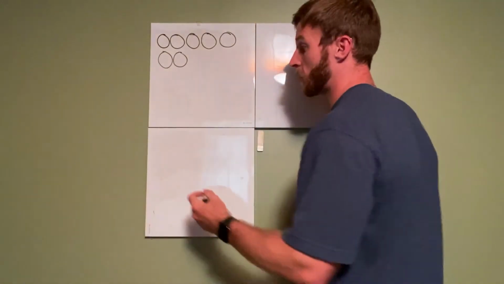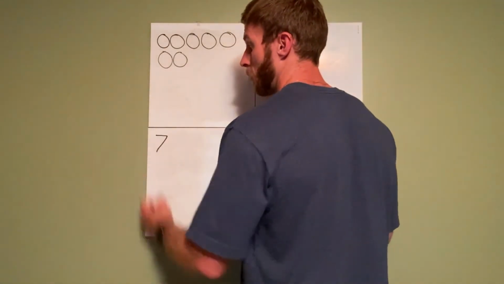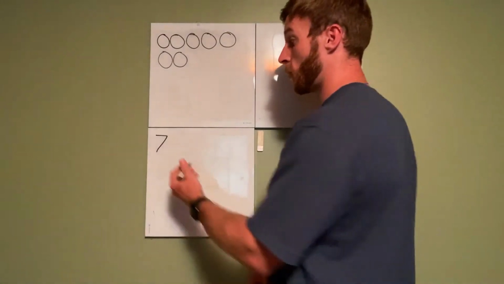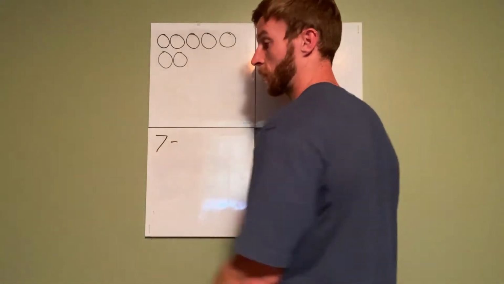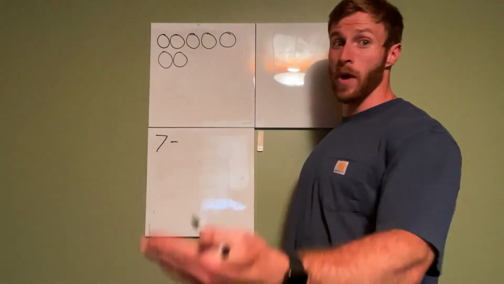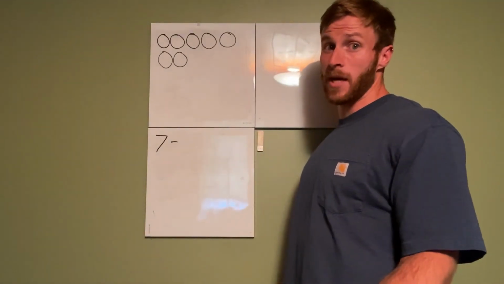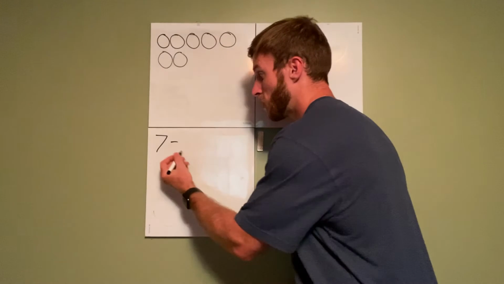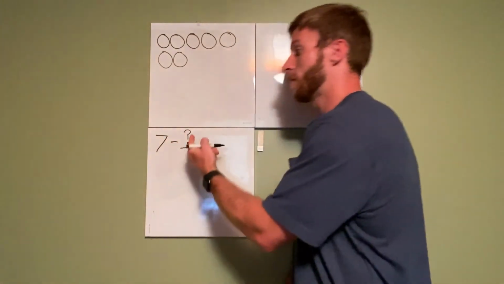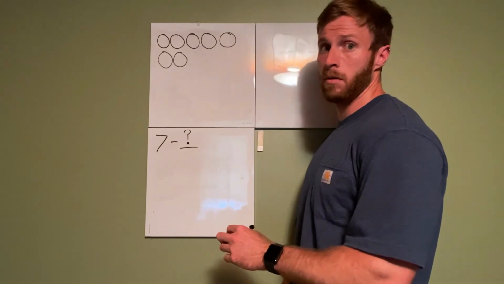So if I started with 7, then I gave some away, that must mean I'm subtracting books. I'm not adding, so I don't use an addition sign. I'm going to use a subtraction sign. And like I said, it said I gave some away. Does it tell us how many I gave away? No, it doesn't. So this is going to be our mystery number. This is the number we're trying to find out.